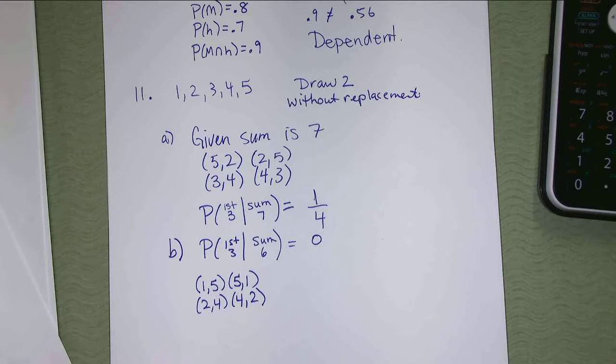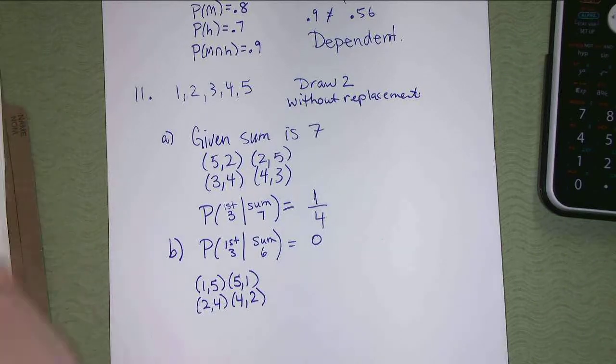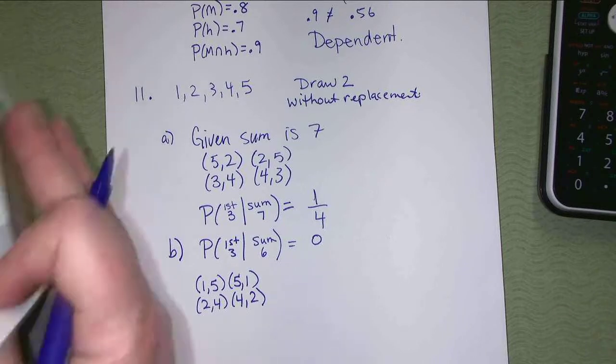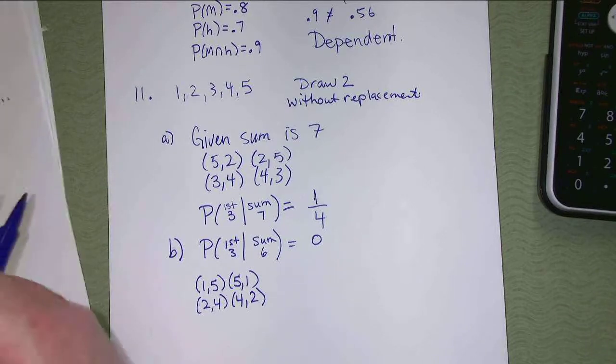Okay, so what we're going to do is skip Bayes' theorem and go to combinations and permutations, because that's, I think, more important.